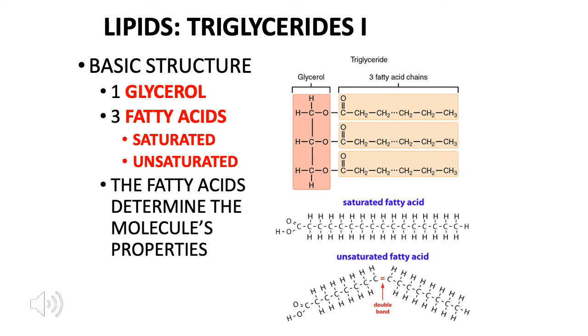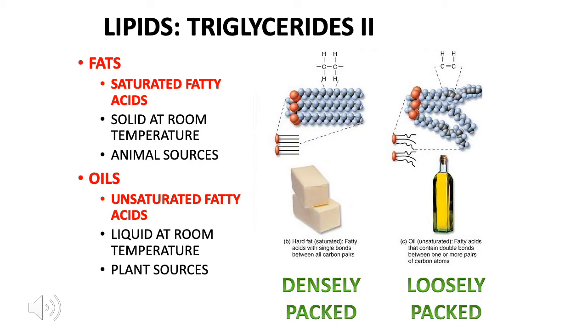Now, it's the fatty acids found in the triglyceride that really determine the molecule's properties. Every single triglyceride consists of one glycerol molecule and 3 fatty acids, but it's the nature of those fatty acids that really determines that molecule's characteristics and its function. So let's take a real practical look at what that might mean for the triglyceride. We're going to compare what you and I commonly call fats and oils.